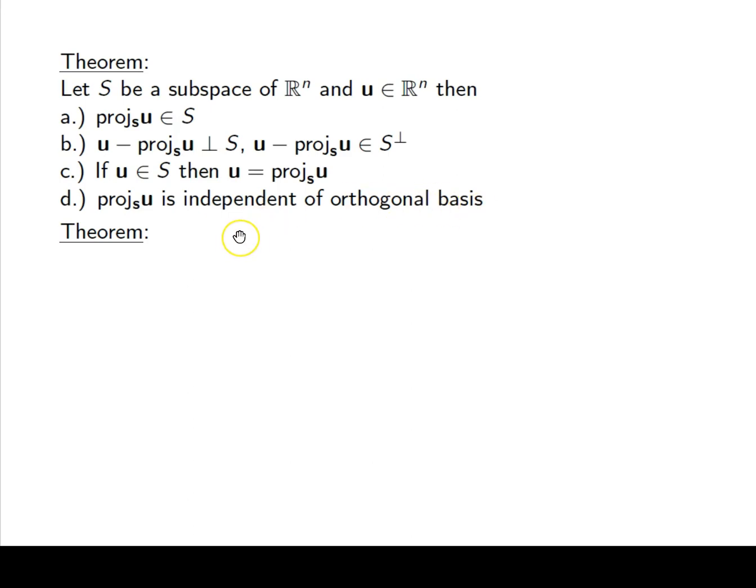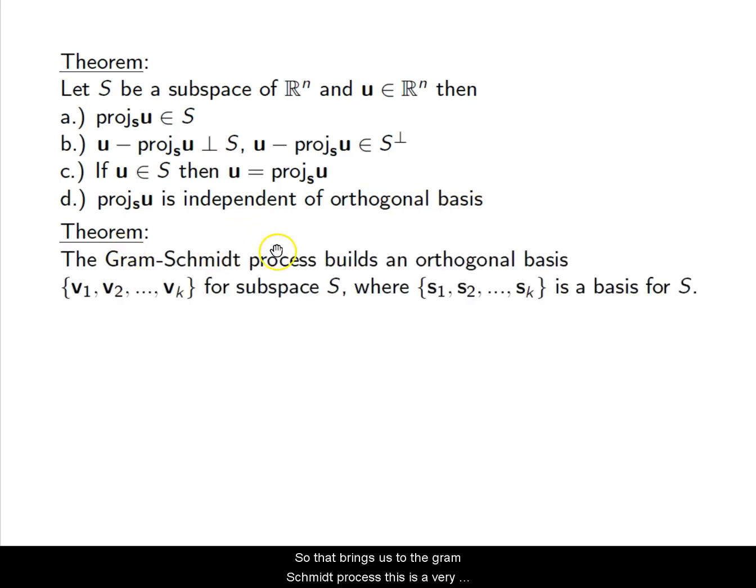Okay, so that brings us to the Gram-Schmidt process. This is a very, very important process. Super important. It lets us do a lot of really cool things. In fact, the next section that we get into is all based upon the Gram-Schmidt process, and so is all of the stuff we do after that. So this is a big deal.